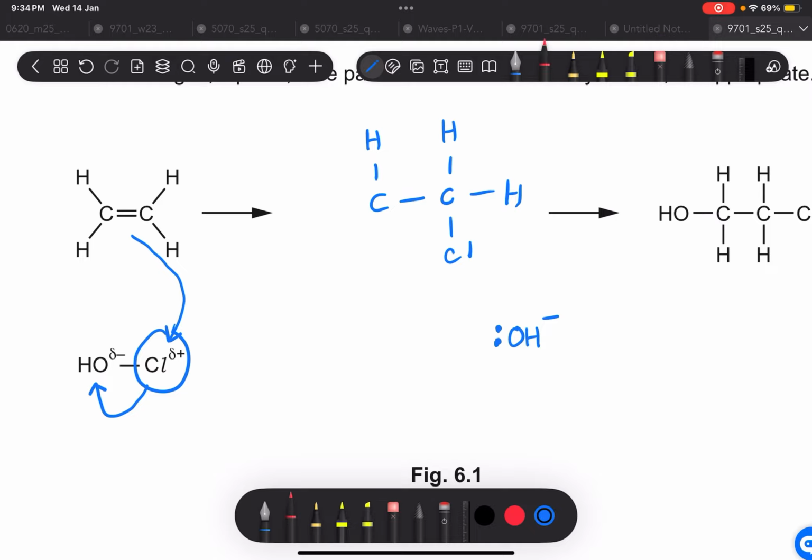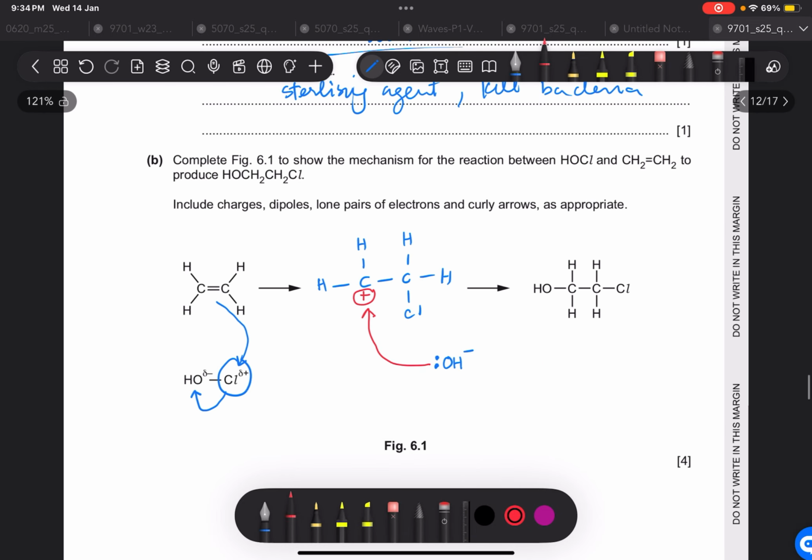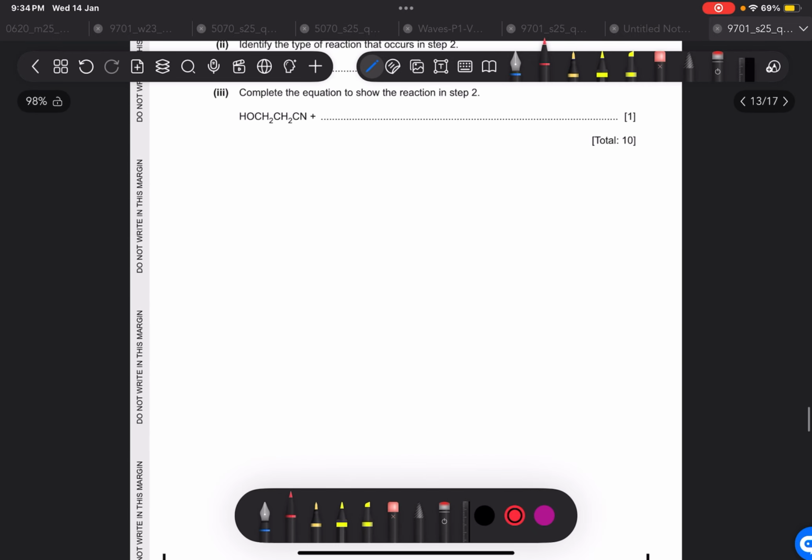We're going to form a carbocation here. Now this lone pair is going to attack this carbon, the carbon that's the cation. And now we're going to form this. So I guess that's all that we have to show, because the lone pairs and the partial charges are already drawn. So I guess that's all.